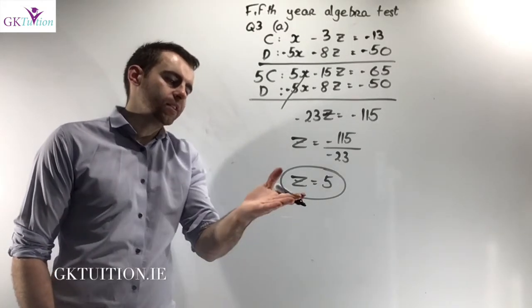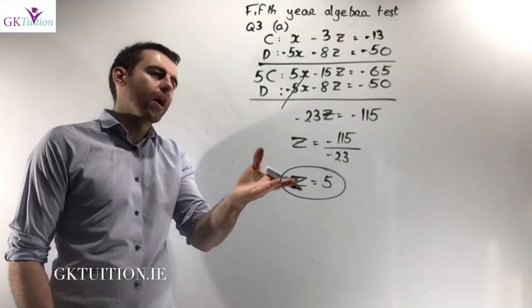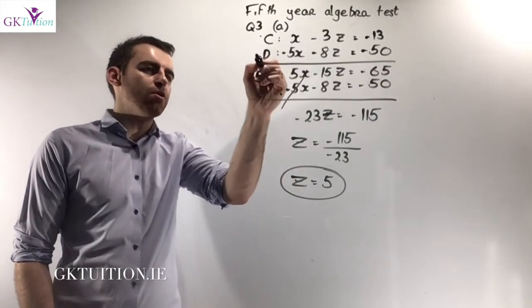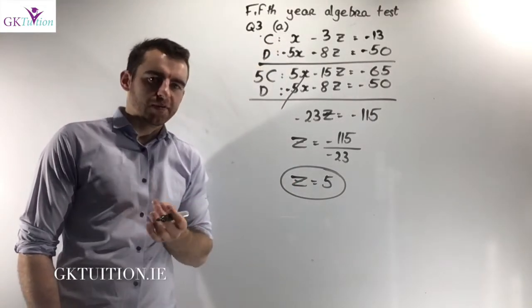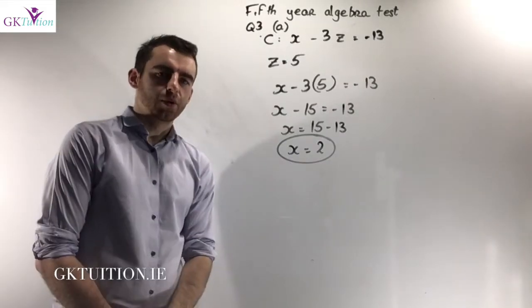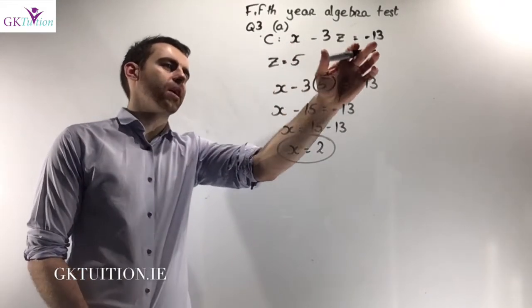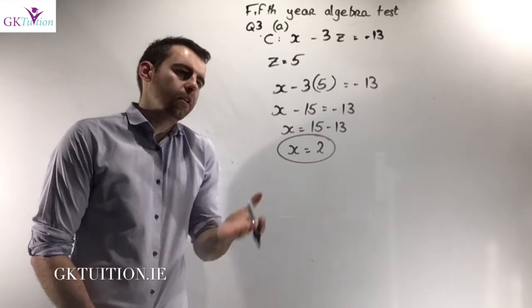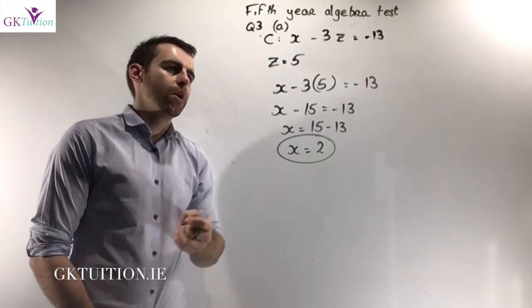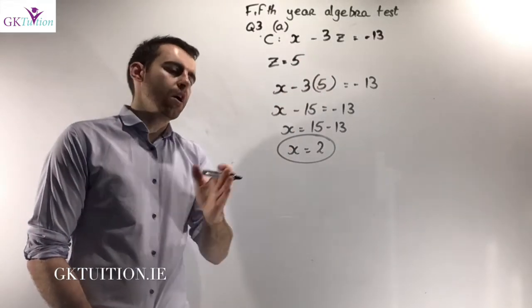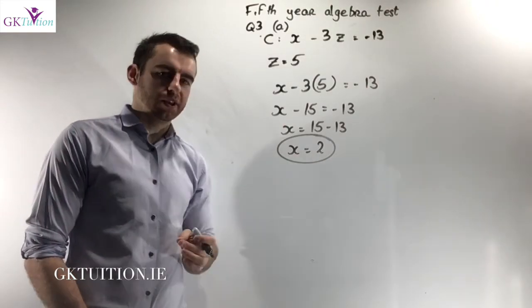Now that I've worked out that z is equal to 5, I can sub that back into equation C or equation D, and I can find the value of x. So equation C is x minus 3z equals minus 13. And I've already worked out that z equals 5. If I just sub in z equals 5, I work out that x must be equal to 2.